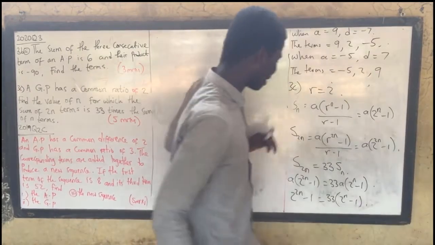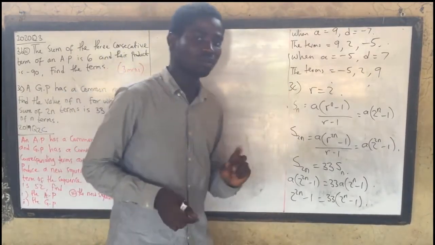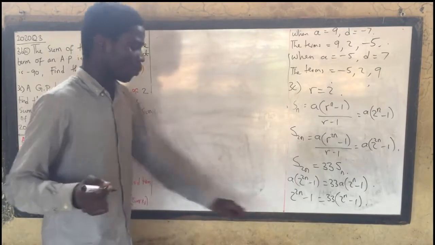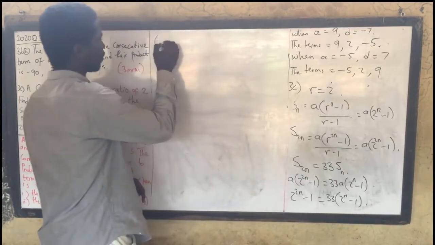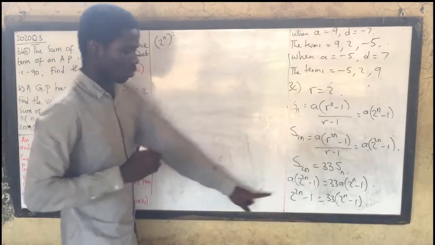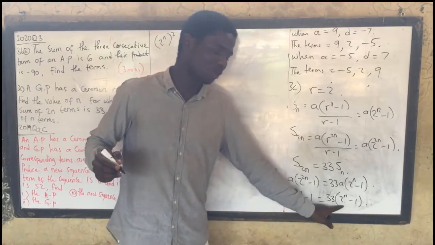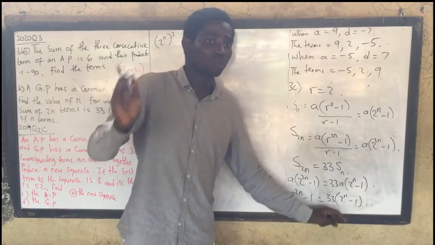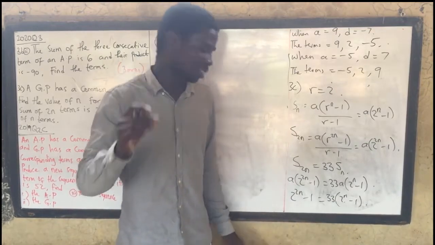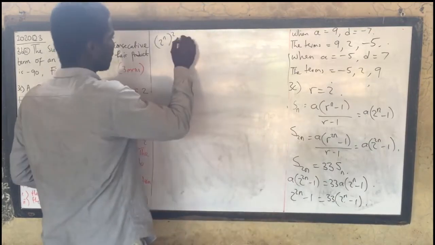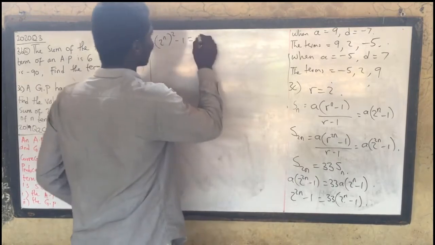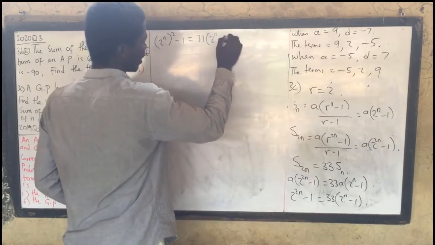So again, you will come to another quadratic equation that you can solve using calculator. But how do I know? This is 2 raised to power n, all raised to power 2. When you see something squared, and another one that does not have square, think of quadratic equation. So this is 2 raised to power 2n minus 1 is equal to 33 open bracket 2 raised to power n minus 1.